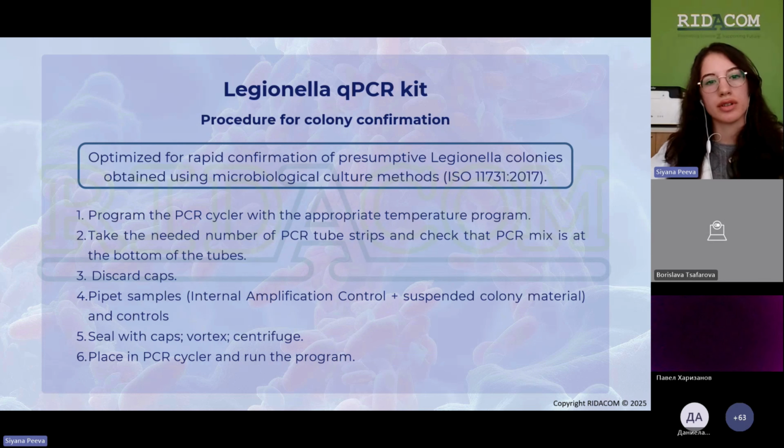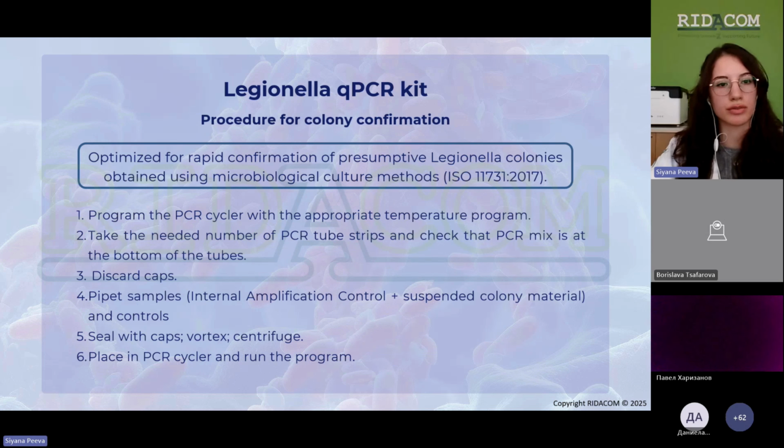Now, the next procedure in the Legionella qPCR kit is the procedure for colony confirmation. This procedure is optimized for rapid confirmation of presumptive Legionella colonies obtained using the microbiological culture methods from the ISO 11731. So the procedure is very similar, and we can use it according to ISO 11731 as one of the different tests that are specified in the ISO after culturing and subculturing of the colonies. It is one of those confirmation tests.